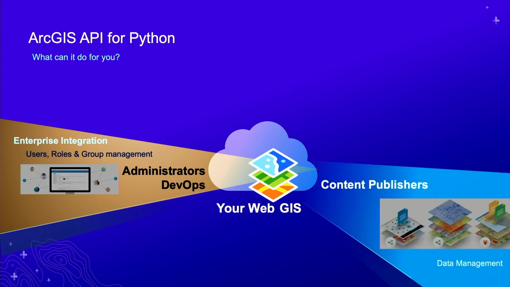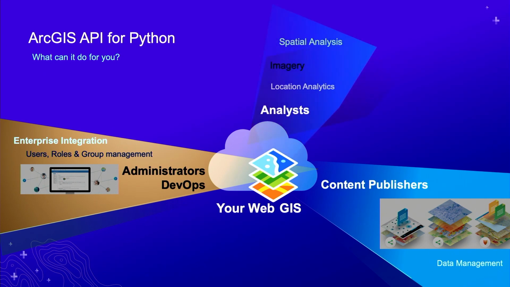Python API also works very well with your WebGIS with managing of data. So you can update a web map. As I said before, you can also add a new web map. You can publish a service definition file. You can publish a shapefile. You can do all different types of data management in the context of your WebGIS.